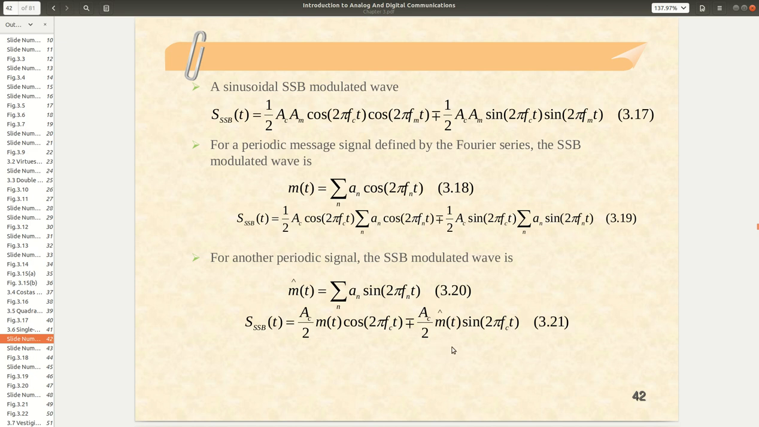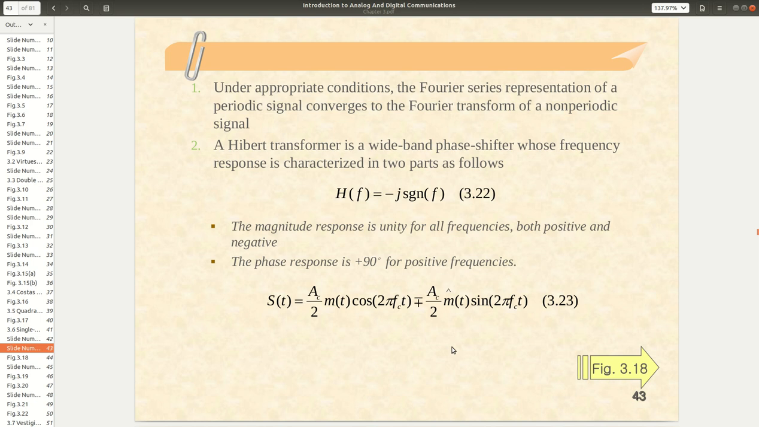This is another idea. Under the appropriate condition, the Fourier series representation of the periodic signal converges to the Fourier transform of the non-periodic signal. So we take note from that we can represent the signal. Now another thing, the Hilbert transformer is just a phase shifter, but a wideband phase shifter. It phase shifts a signal at all frequencies. The frequency response is characterized in two parts as follows.